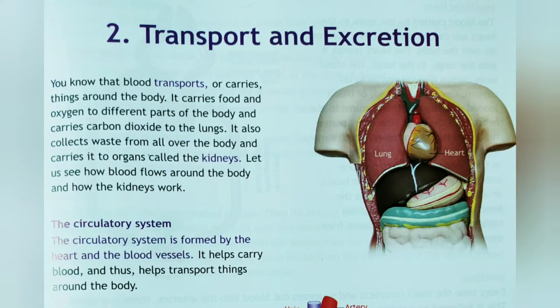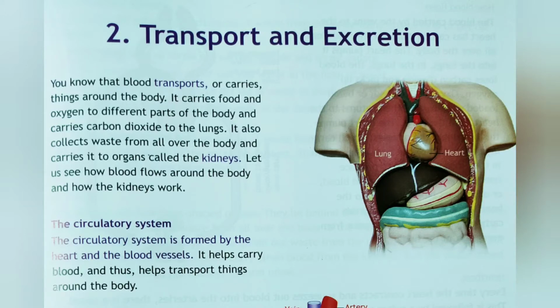Students, you can turn your textbooks to page number 5, chapter 2, Transport and Excretion. In the first paragraph it says, blood transports or carries various things around the body. It carries food and oxygen. It carries carbon dioxide to the lungs, and it collects waste from all parts of the body and carries it to the organ called the kidneys.